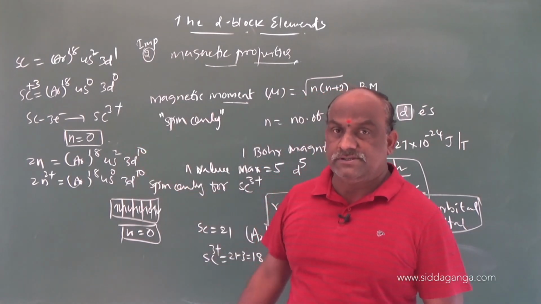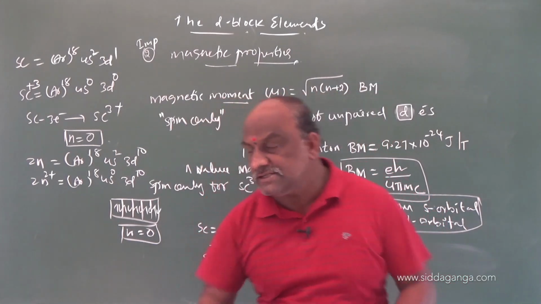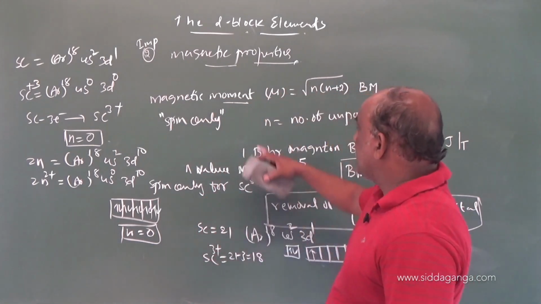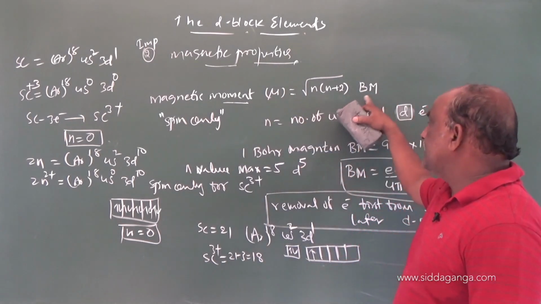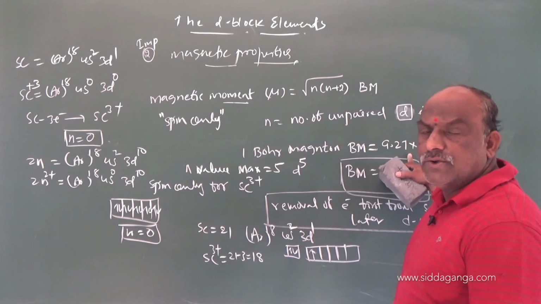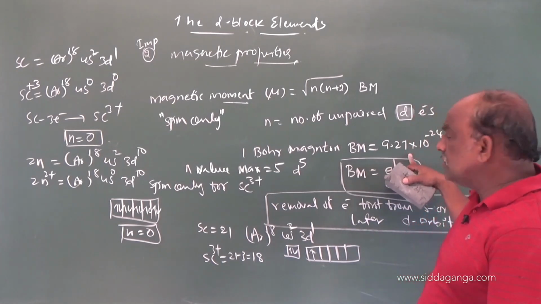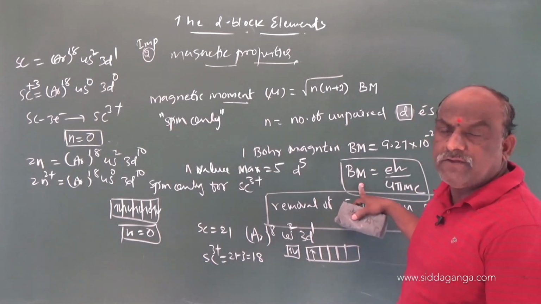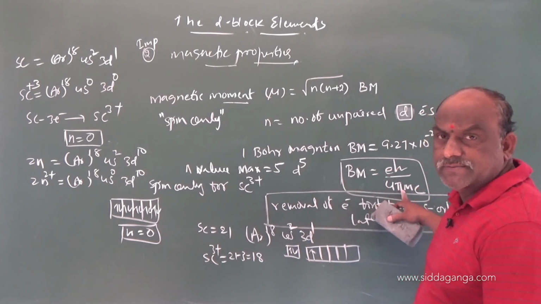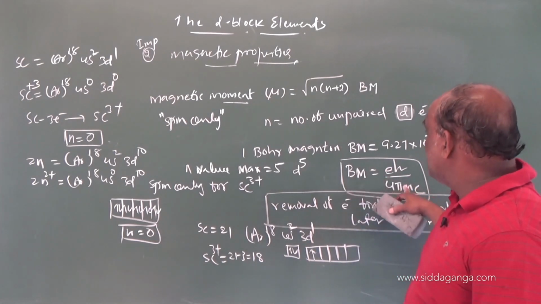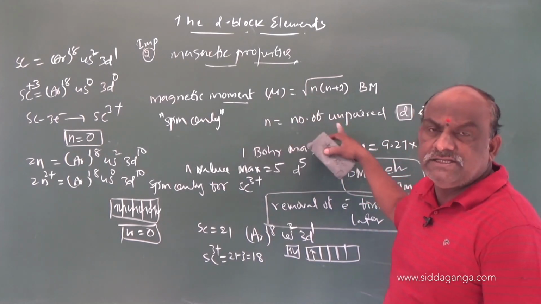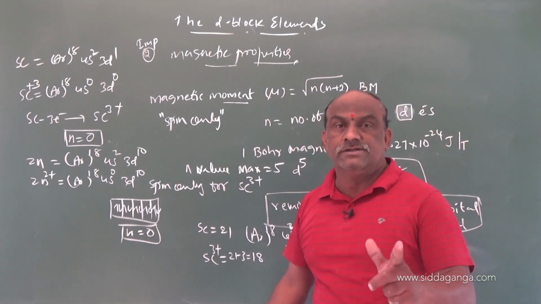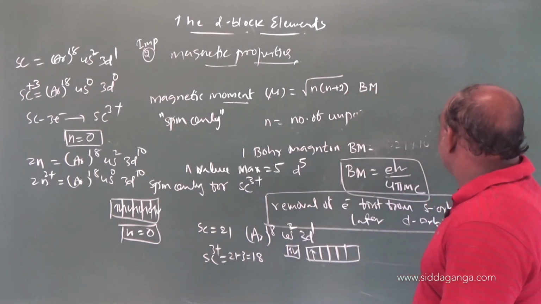Some more examples we will discuss regarding this. So make a note, my dear students. Mu is equal to root over n into n plus 2 BM. 1 BM is equal to 9.27 into 10 power minus 24 joule per Tesla. The mathematical formula for BM is eh by 4 pi mc, and substituting the values we get 9.27 into 10 power minus 24. And in this equation, n is the number of unpaired d electrons.